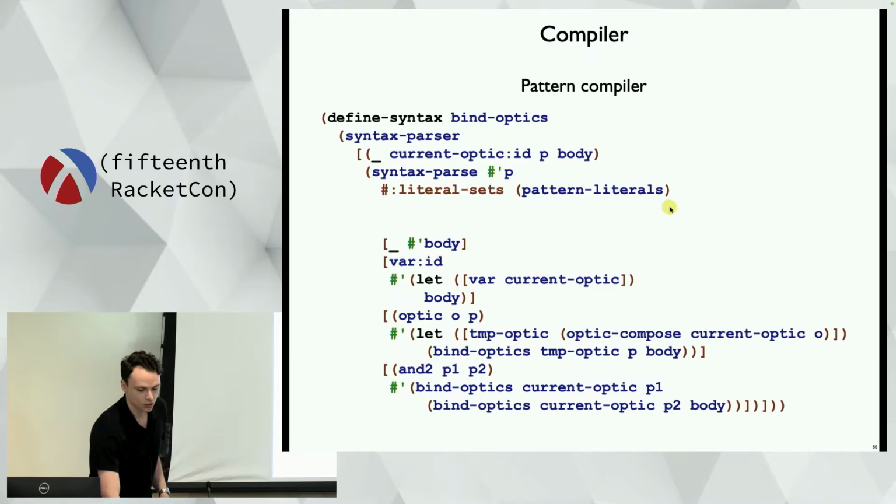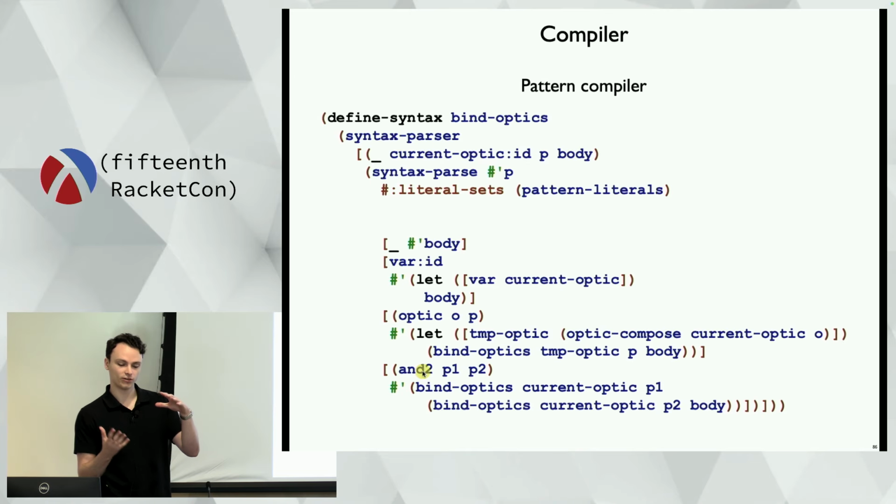Okay. So here is the pattern compiler. Underscore does nothing. It just gives you the body. Variables bind an optic. The optic pattern uses a temporary variable in optic composition. And for AND, we just do bind optics inside of bind optics, which is going to lead to nested lets.